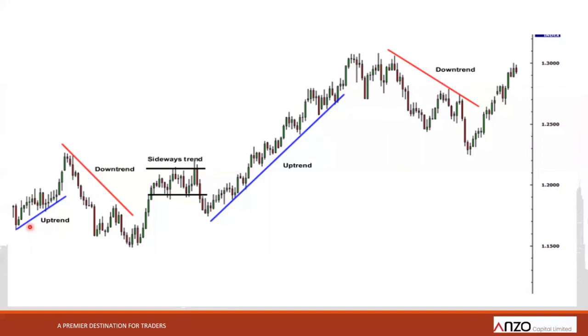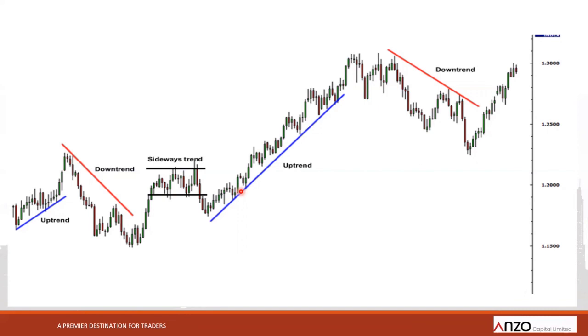The market is always moving from one trend to another. You could see the market is in an uptrend, making higher highs and higher lows, went into a downtrend, making lower lows and lower highs, then went to a sideways trend, and then went to a big uptrend and a downtrend. You find this several times in the market, where price is going from one trend to another, sometimes from uptrend to downtrend, or from uptrend to sideways trend, or downtrend to sideways trend, or downtrend to uptrend.